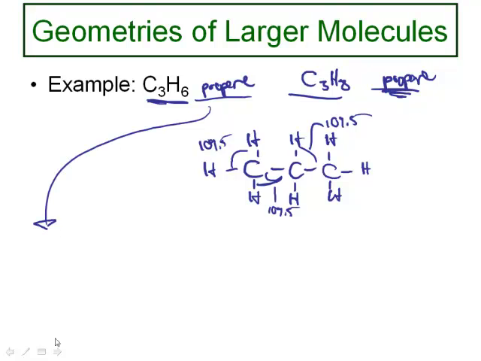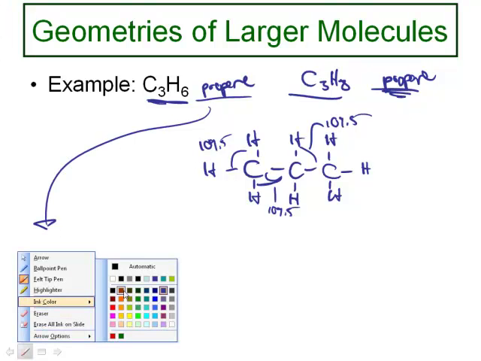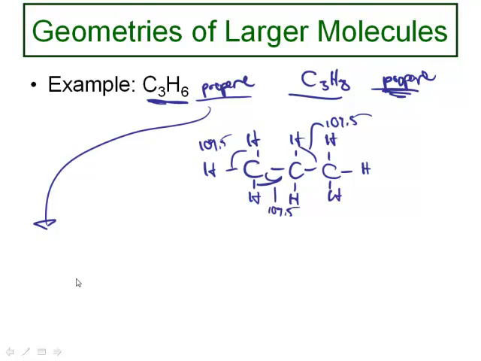Now let's consider propene for contrast. I'm going to draw this guy down here. Maybe I'll draw this guy in a different color just for fun. Okay, I'll make this one in red. Okay, now we got a double bond here.